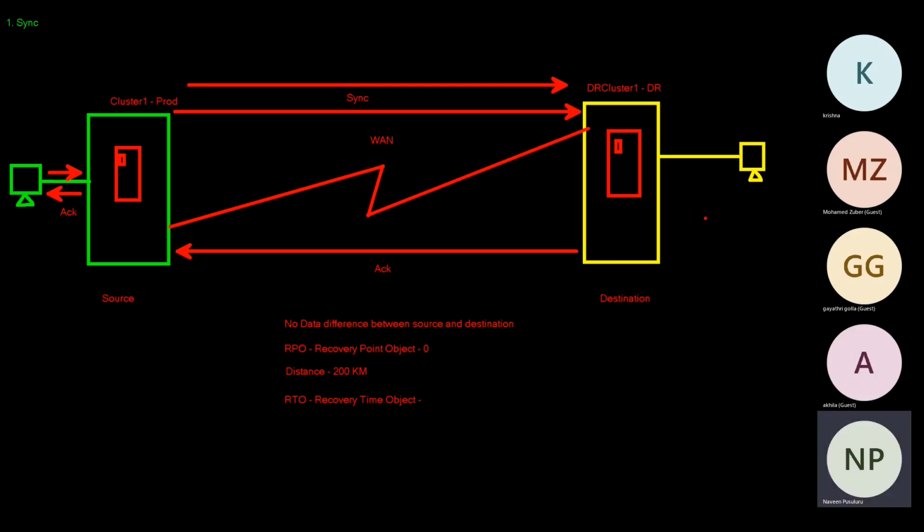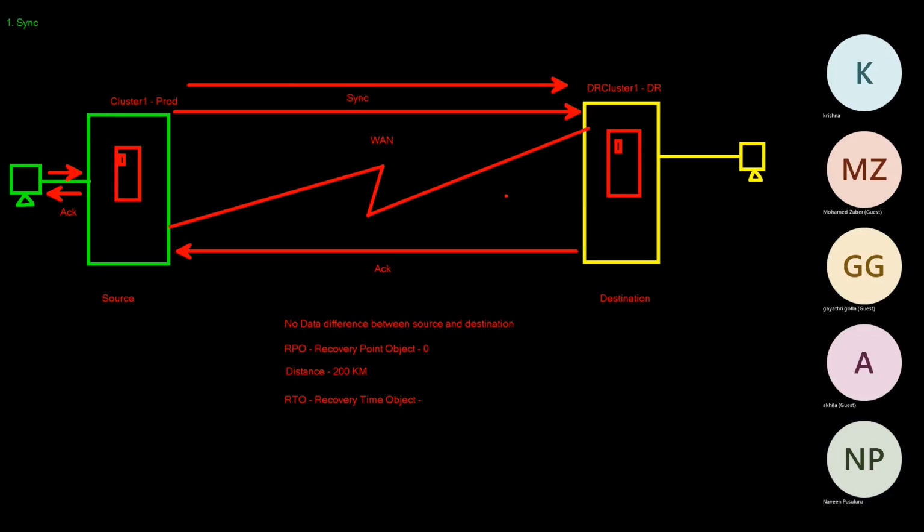RPO means how much data you can recover. Here in synchronous, RPO is 0 because whatever data we have on the source, everything will be copied to the destination immediately, so there is no data loss. But in async and semi-sync, there will be data loss, so there is an RPO loss. We'll talk about that.